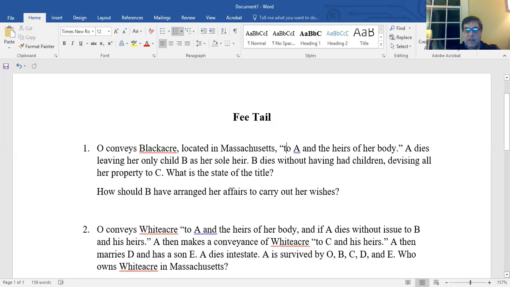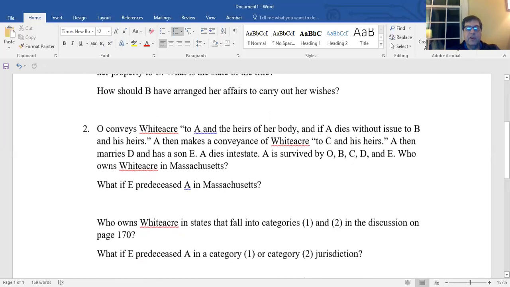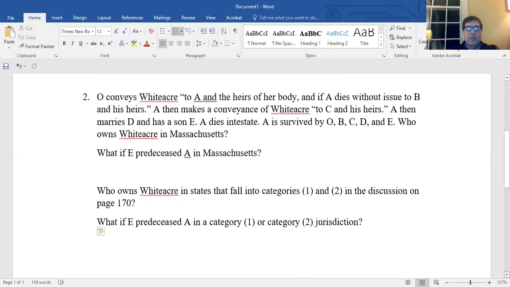Now, the other problem helps us to analyze what happens in jurisdictions that have abolished the fee tail estate. And so the problem is this: O conveys Whiteacre to A and the heirs of her body, and if A dies without issue, to B and his heirs.